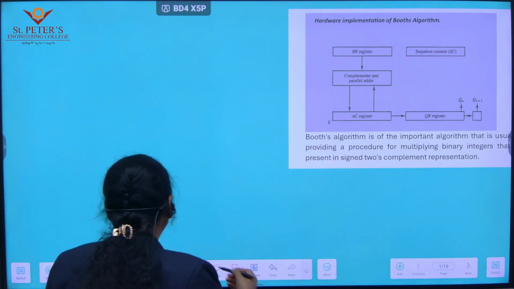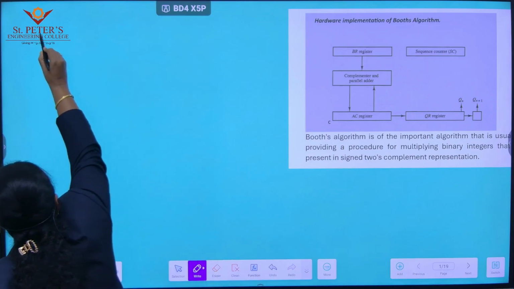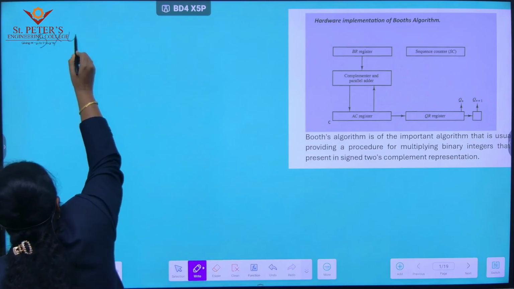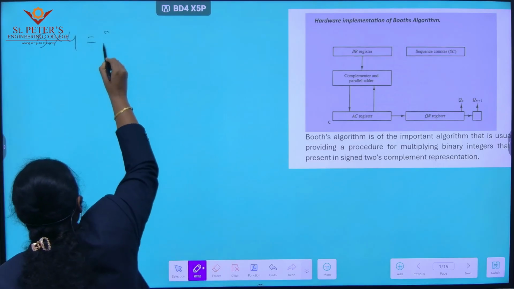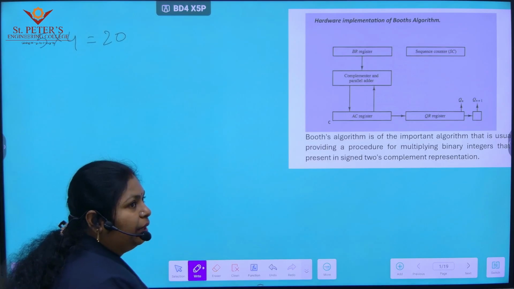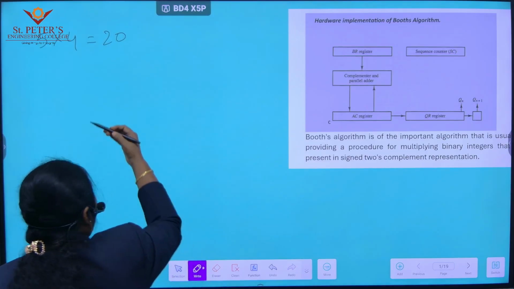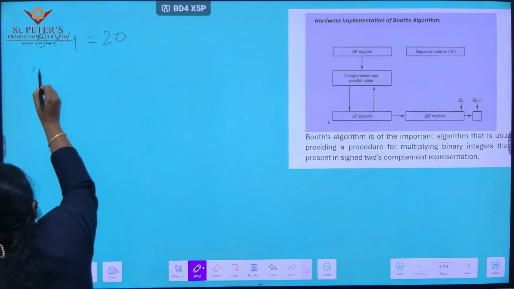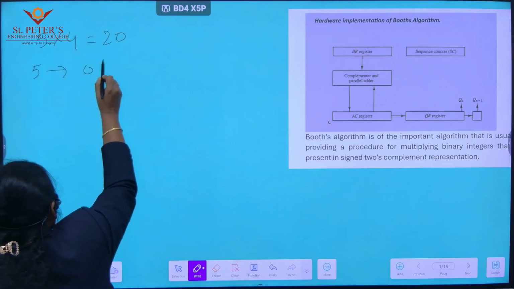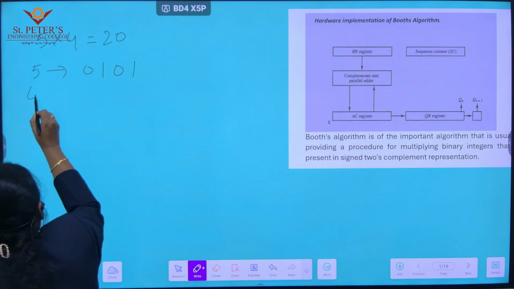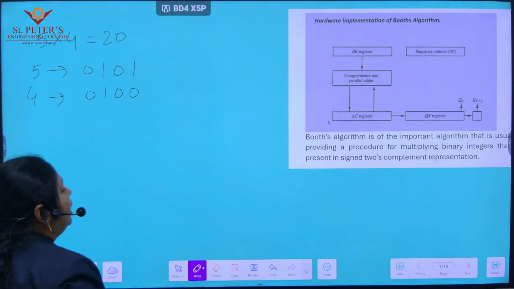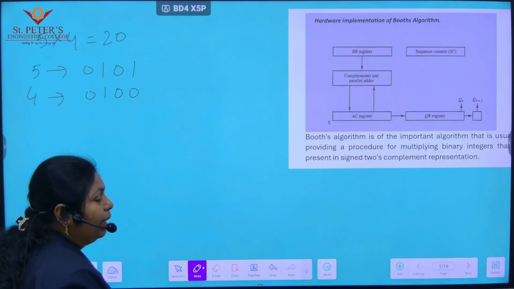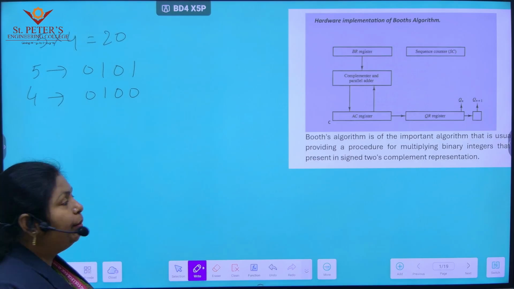Let us take the decimal numbers 5 and 4, performing the multiplication between the two numbers, which is 20, as we know. If we represent the same thing in binary notation, 5 is represented as 0101, and 4 is represented as 100. In this multiplication process, 5 is called the multiplicand, and 4 is called the multiplier.